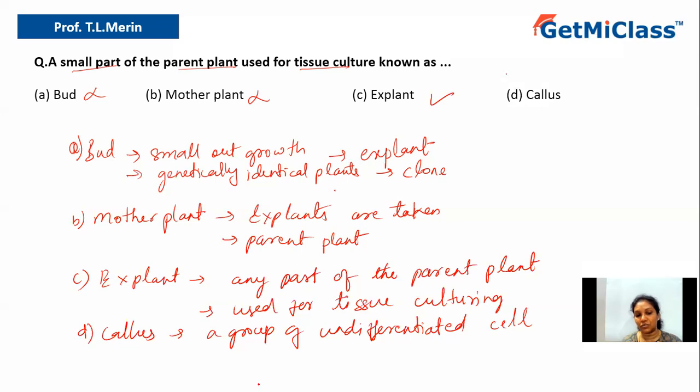It's a tissue, right? So that is called callus. Callus is not the explant; callus is formed from the explant. Hence option D is ruled out. So what is the correct answer for the question which says a small part of the parent plant used for tissue culture is known as? Option C is the right answer.